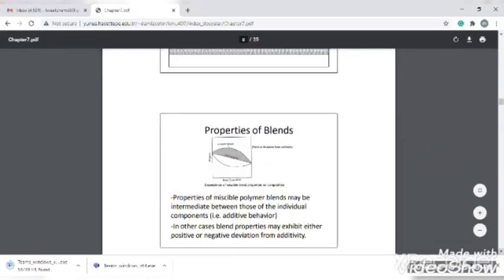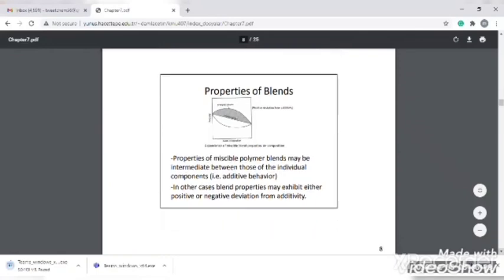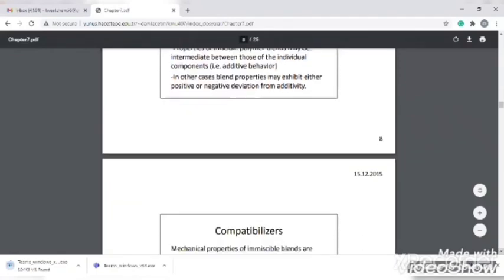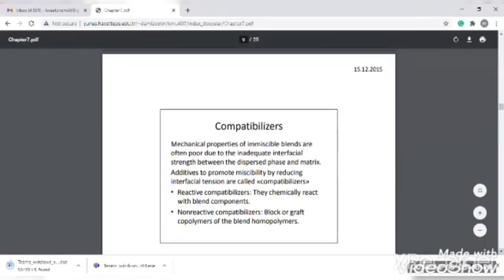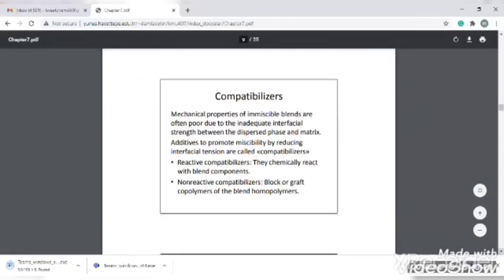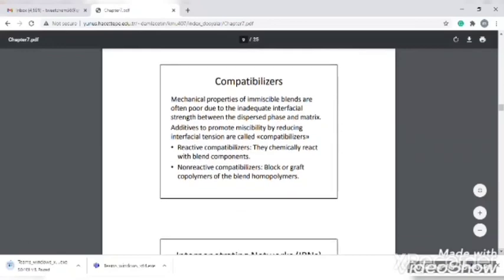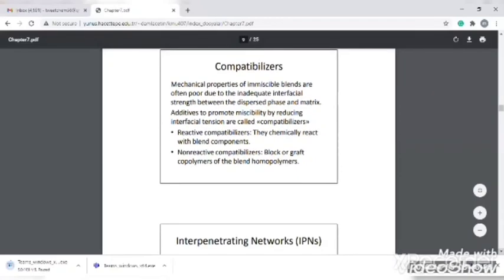And what are the properties of the blend? Properties of miscible polymer blends can be intermediate between those of the individual components, additive behavior, and in other cases, blend properties may exhibit either positive or negative deviation from additivity. And what are compatibilizers? Mechanical properties of immiscible blends are often poor due to inadequate interfacial adhesion between the dispersed phase and matrix. Additives that promote miscibility by reducing the interfacial tension are called compatibilizers. And the reality is the reactivity of the compatibilizers.